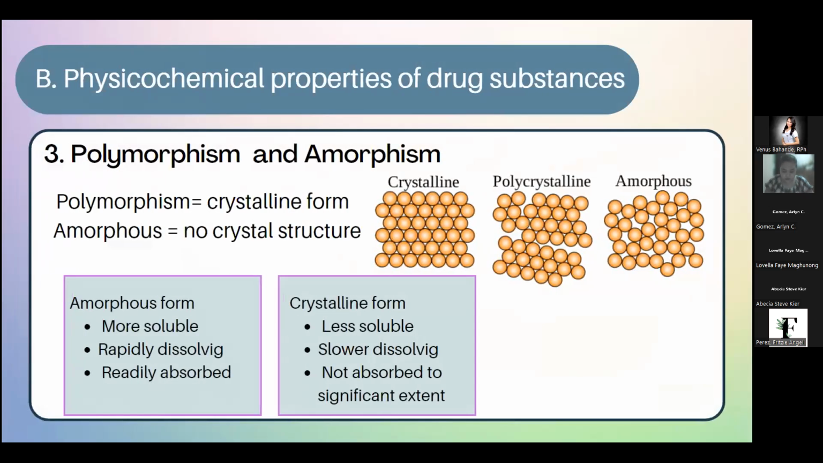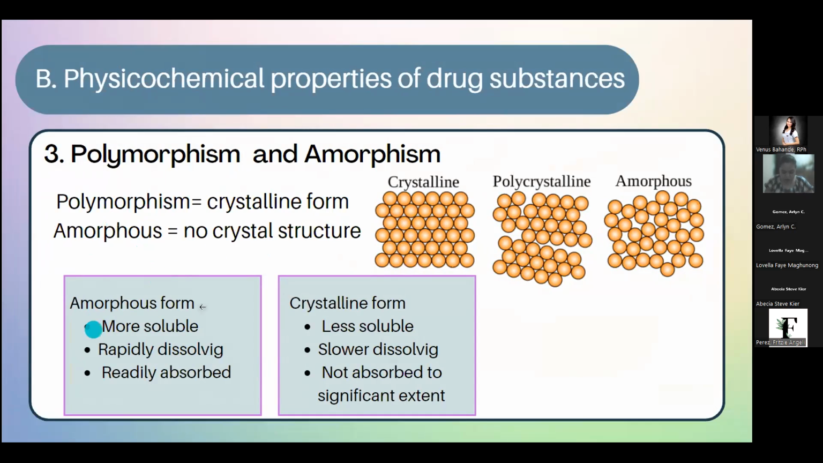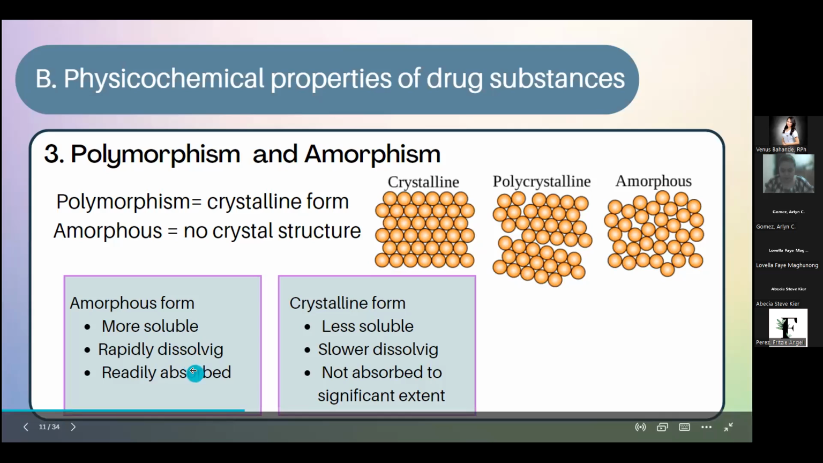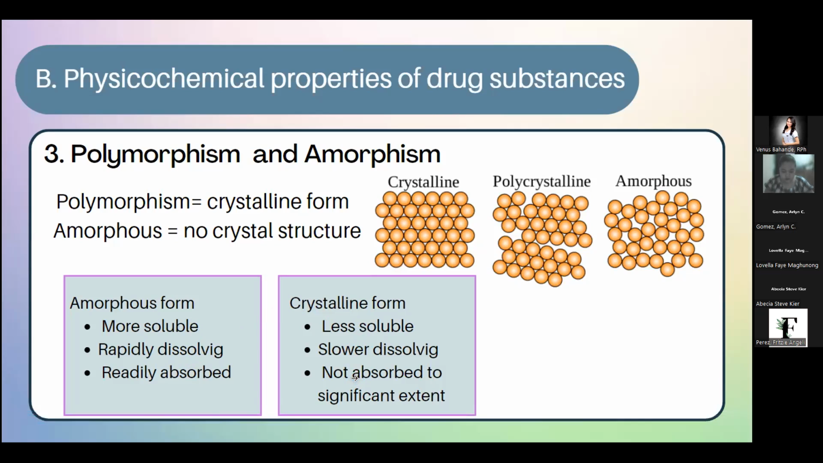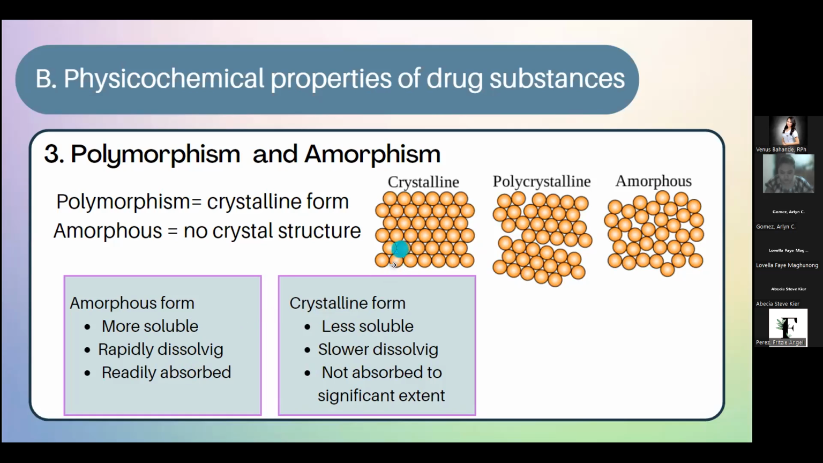And then we have another physical chemical property, the polymorphism and amorphism. If you say polymorphism, it is in a crystalline form, and the amorphous has no crystal structure. So yung amorphous is a more soluble form, which is rapidly dissolving and readily absorbed. And the crystalline form is less soluble, slower dissolving, and it is not absorbed to a significant extent. So yung amorphous forms generally dissolve faster than the crystalline forms because there is no energy that is needed to break up the crystal lattice.